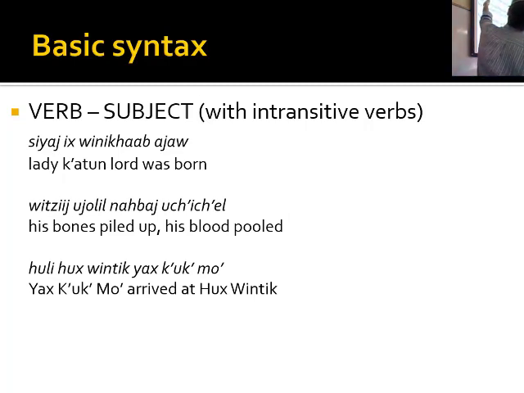And then with the intransitive verbs, it's the verb and the subject. Lady Katun Lord was born. Siyak Ishwini Kabahao. His head became the mountain, his blood became the ocean or the pool. So verb, subject. And then when you have an attribute like an arrival into a place, arrives 3 wintik, yashko kmo. This is the subject of the sentence. This is the verb, and that's where he arrived. And you can technically take that ush wintik and place it at the end of the sentence. It will not change meaning that much.